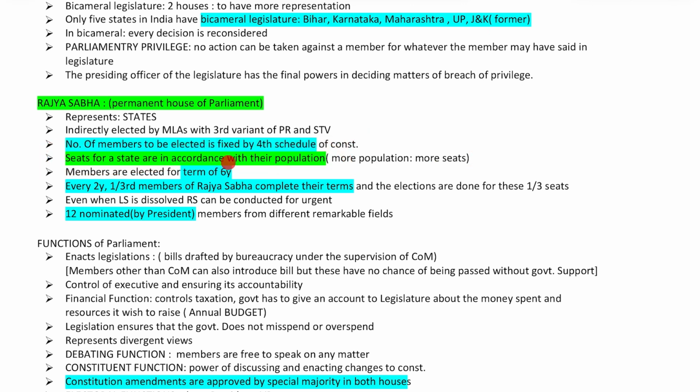The members are elected for a term of 6 years. Every 2 years, one third of the members of the Rajya Sabha complete their term, and elections are held for these one third of the seats. Even when the Lok Sabha is dissolved, the Rajya Sabha can meet for urgent matters. There are 12 members nominated by the president from different remarkable fields like art.